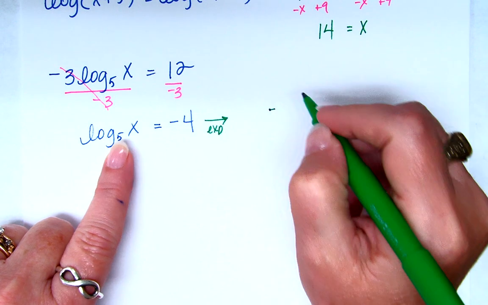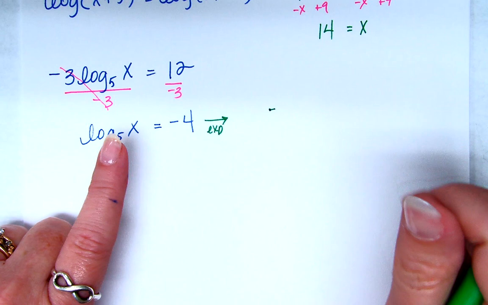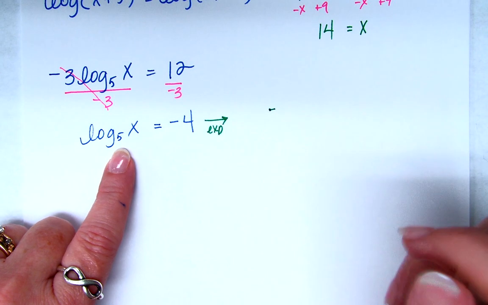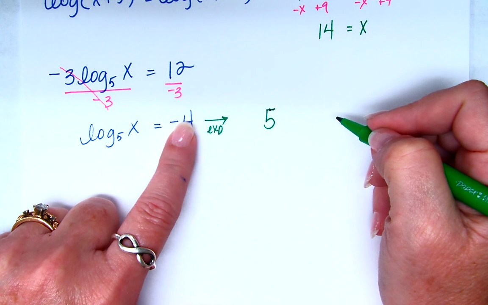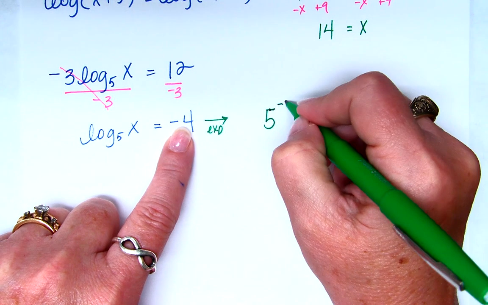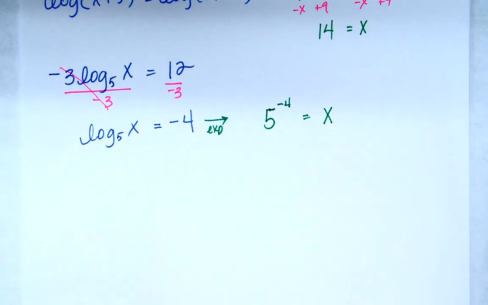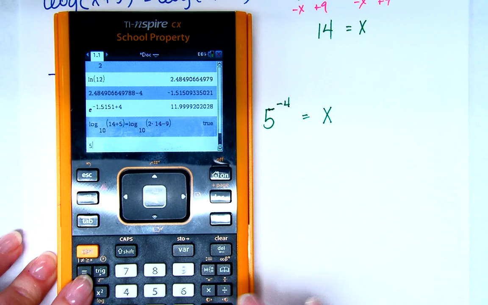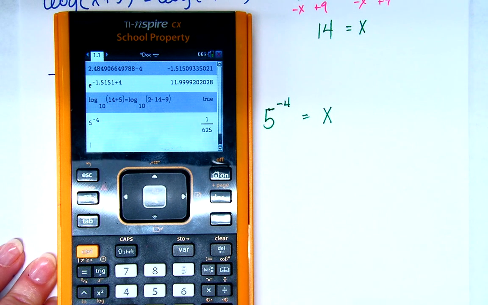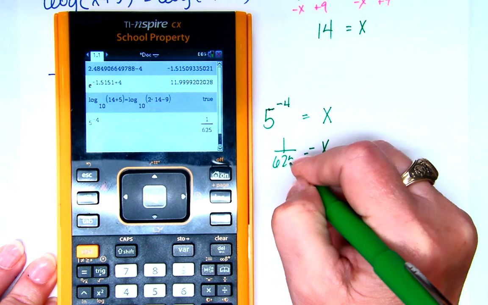So what's the base of this exponent? Or excuse me, let me use my correct vocabulary so you can actually answer my question. What's the base of this logarithm? 5, then it needs to be the base of my exponent. To what power? Negative 4 equals my argument, which in this case is x. Now, if you don't know 5 to the negative 4th off the top of your head, we just go 5 to the negative 4th in our calculator. And it tells us x equals 1 over 625.